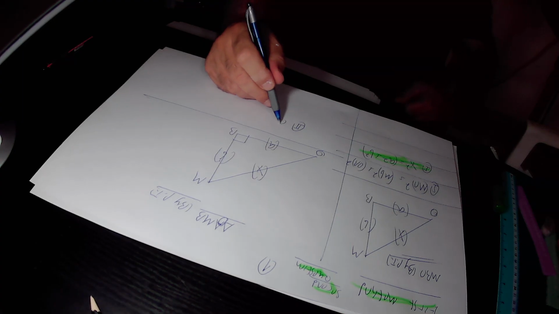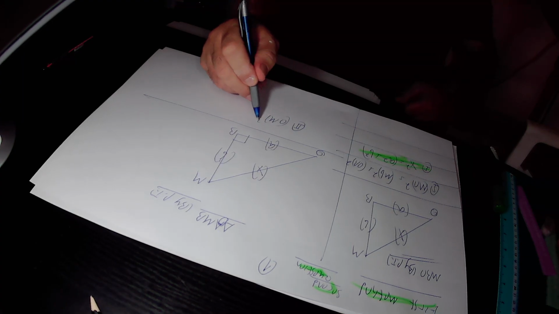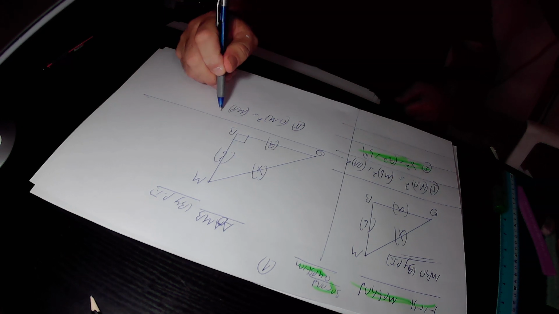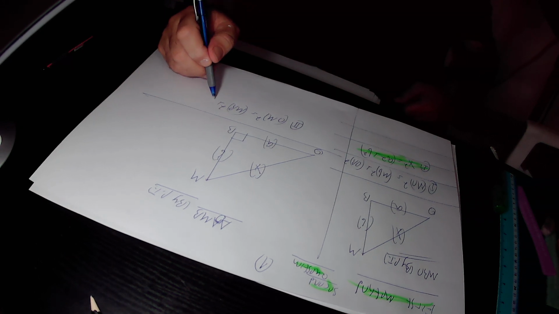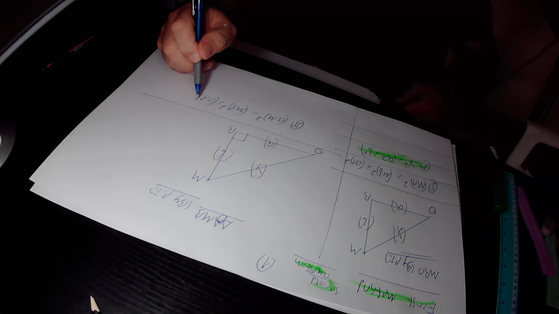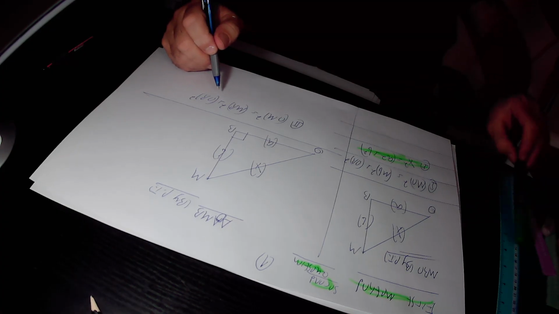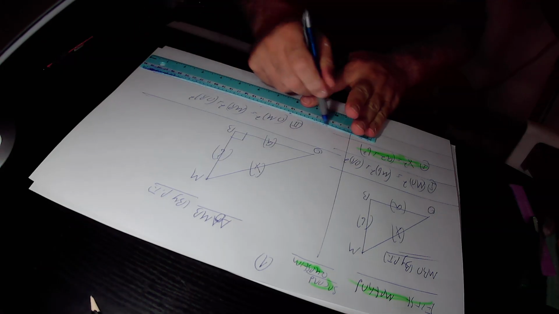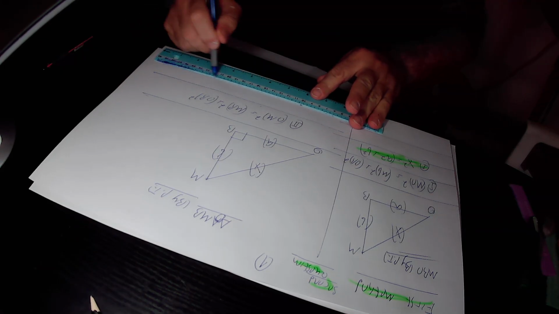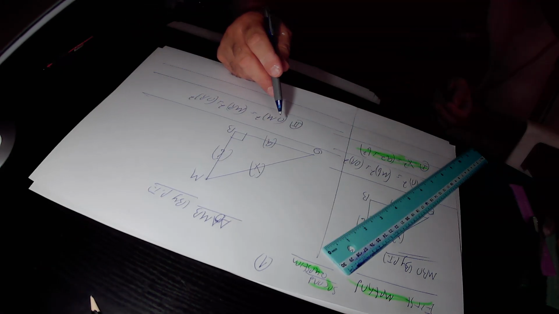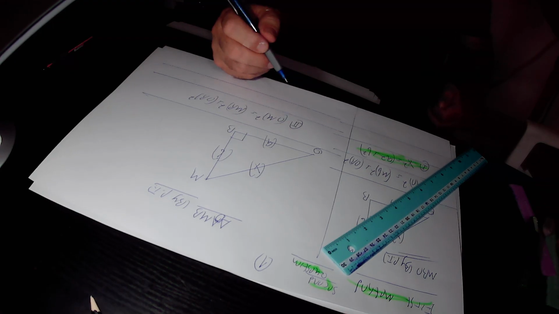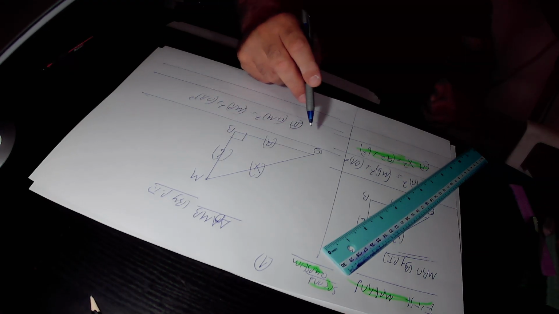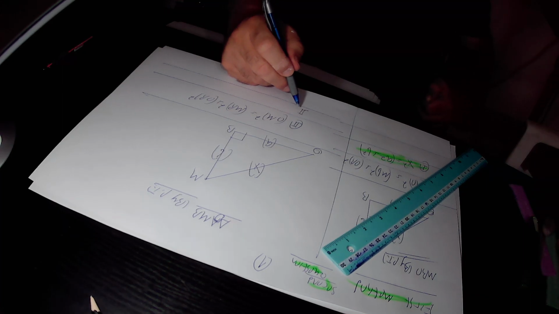OM squared, that is the square of the hypotenuse, is equal to MB squared plus OB squared. The hypotenuse OM equals x units in length, therefore OM squared is x squared.